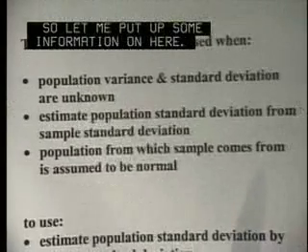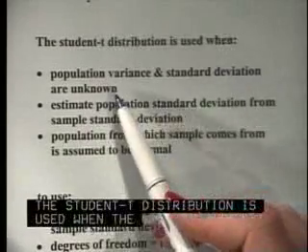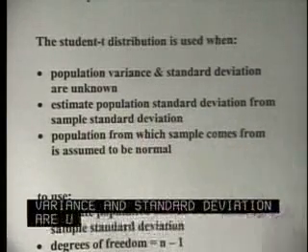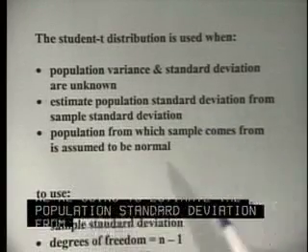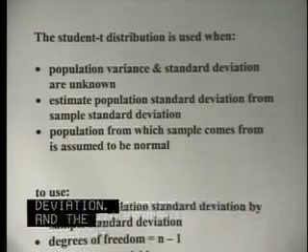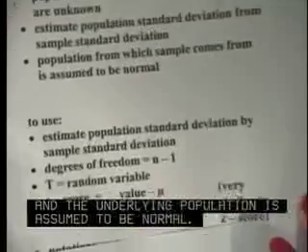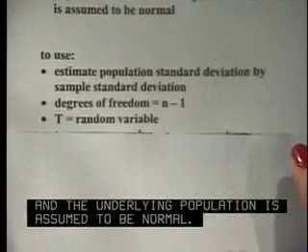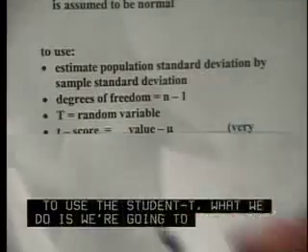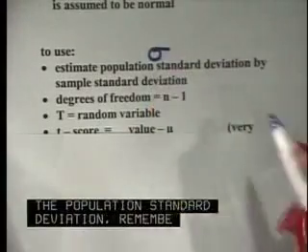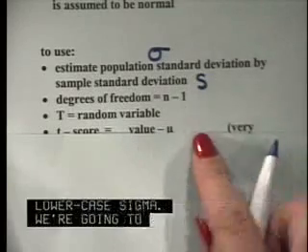The student t distribution is used when the population variance and standard deviation are unknown. We're going to estimate the population standard deviation from the sample standard deviation, and the underlying population is assumed to be normal. To use the student t, we're going to estimate the population standard deviation. Remember, the population standard deviation is lowercase sigma. We're going to estimate it by s.